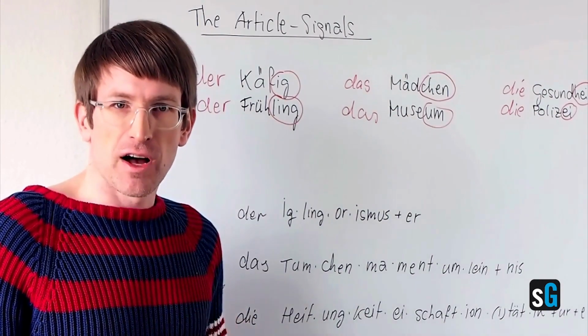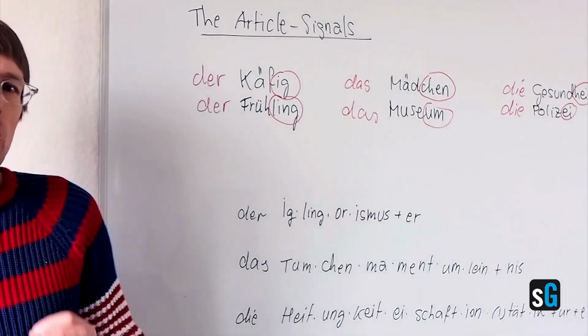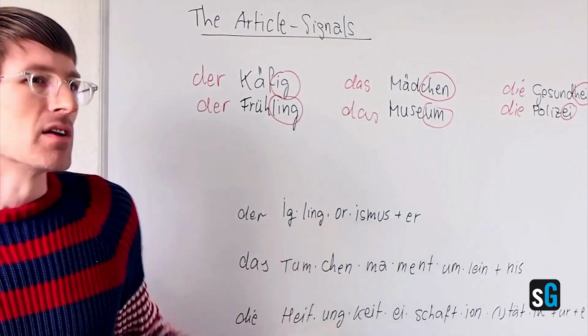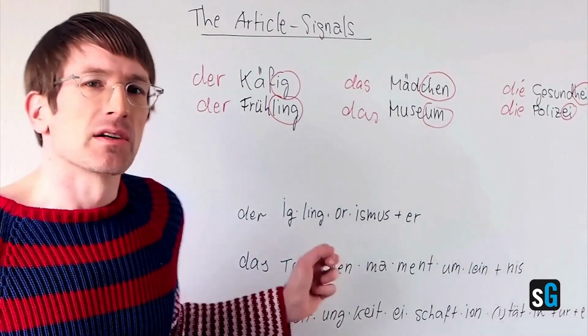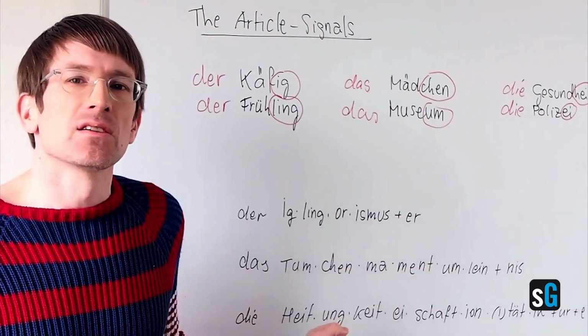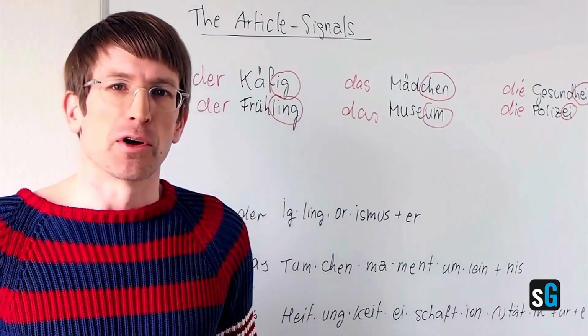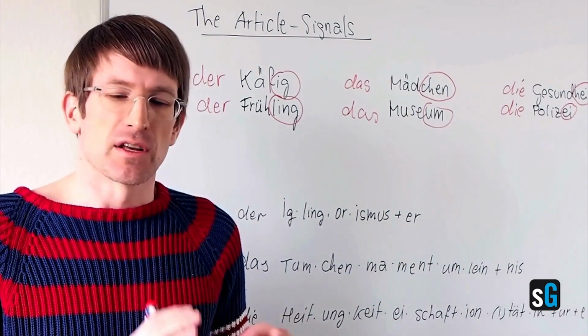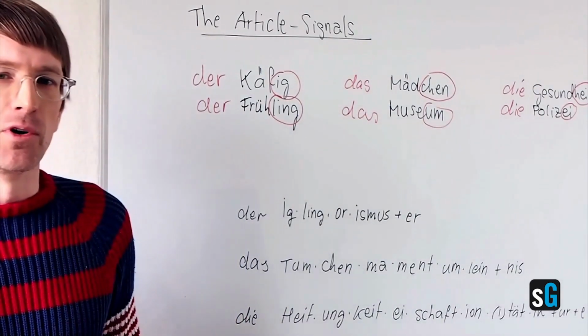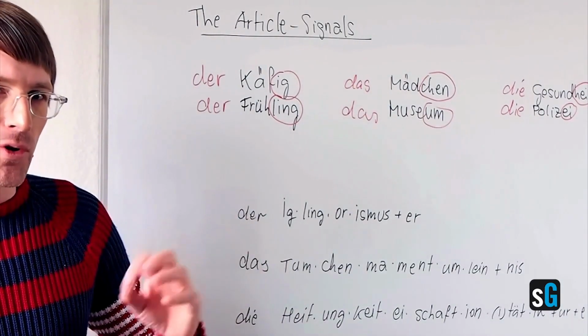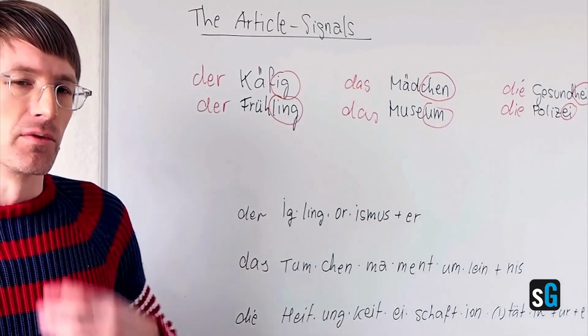If you say these fast, if you learn these right, in the end it would sound like this. Der Iglingorismus, das Tümchen Momentumlein ist und die Heiterkeit, Aisaption, Itätik, Ure. You see, I don't have to think about it anymore, and it takes less than a second to recall them all. So this is your aim: learn them well, so you can remember them quickly.